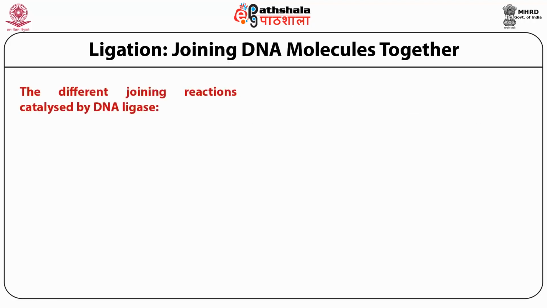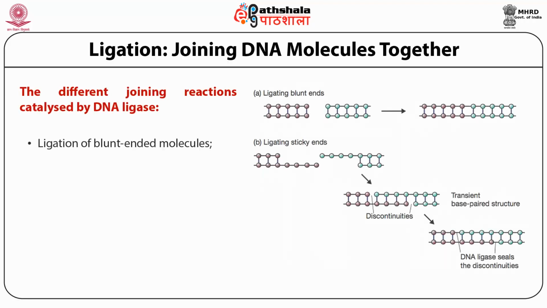Two different types of joining reactions are catalyzed by DNA ligase. One is ligation of blunt-ended molecules, as shown in the picture here, A, ligating blunt ends. Two blunt-ended DNA molecules can be ligated. A phosphate bond can be formed in both strands.